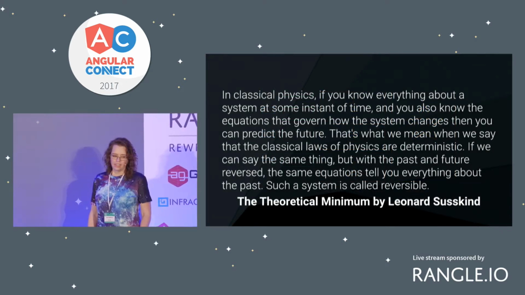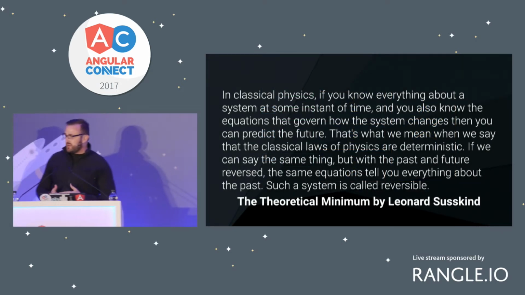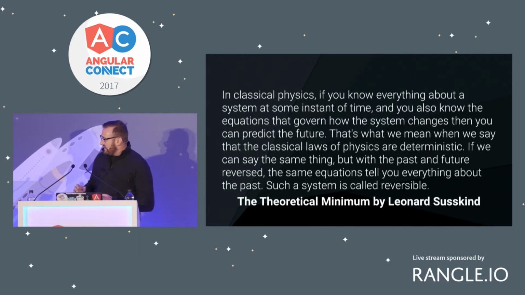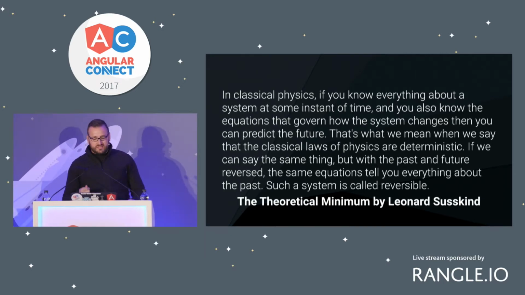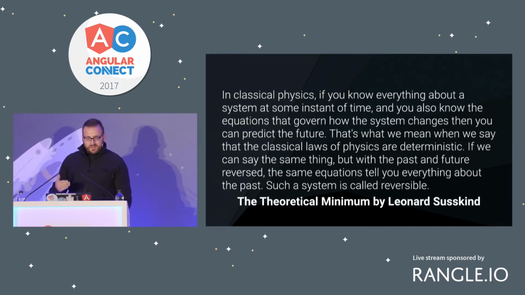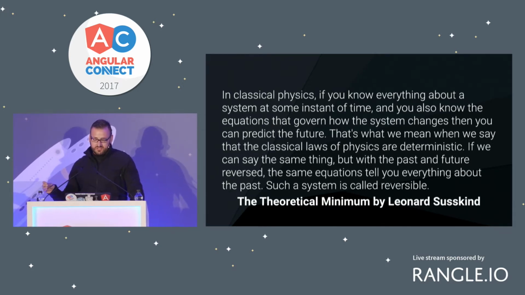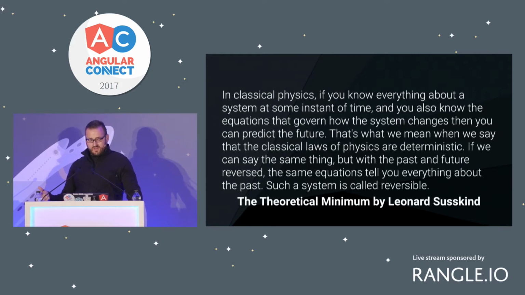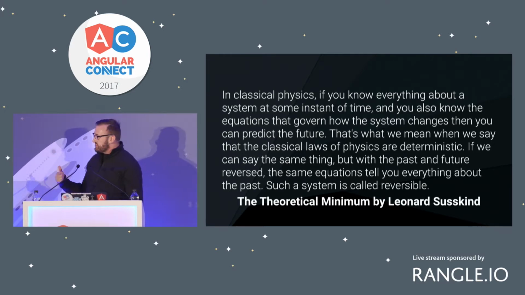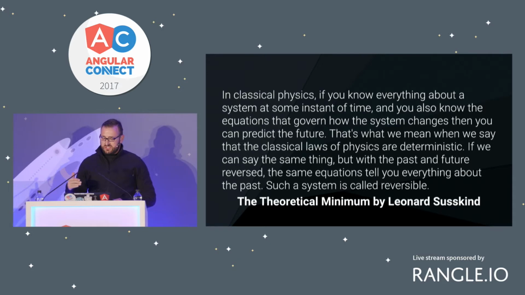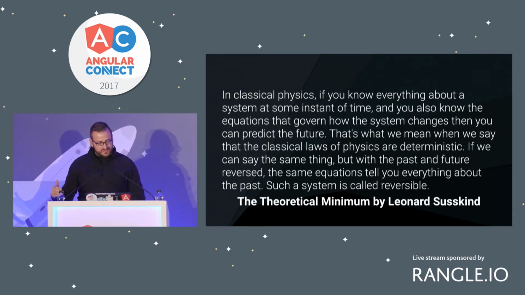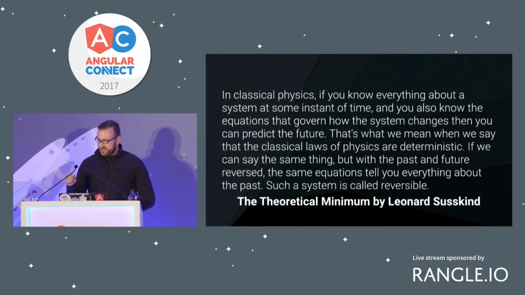So I read a quote the other day, and this is from The Theoretical Minimum by Leonard Susskind. Excellent book. And in this book, he says, in classical physics, if you know everything about a system at some instance of time, and you also know the equations that govern how the system changes, then you can predict the future. That's what we mean when we say that the classical laws of physics are deterministic. If we can say the same thing, but with the past and future reversed, the same equations tell you everything about the past. Such a system is called reversible.